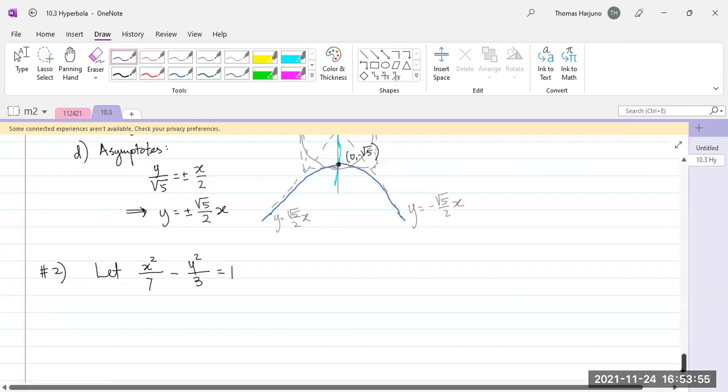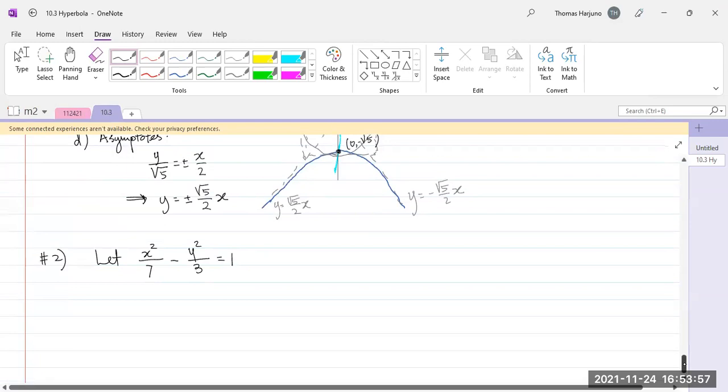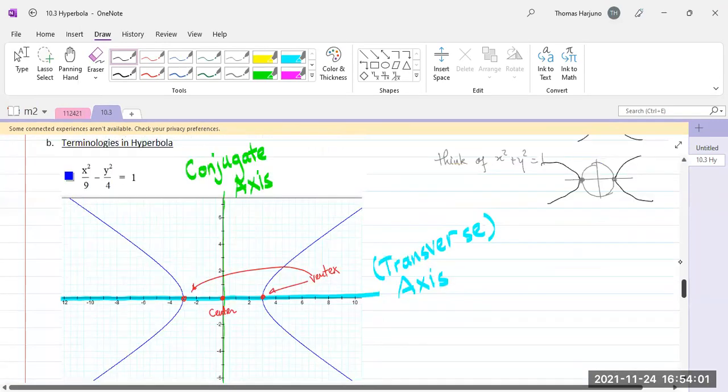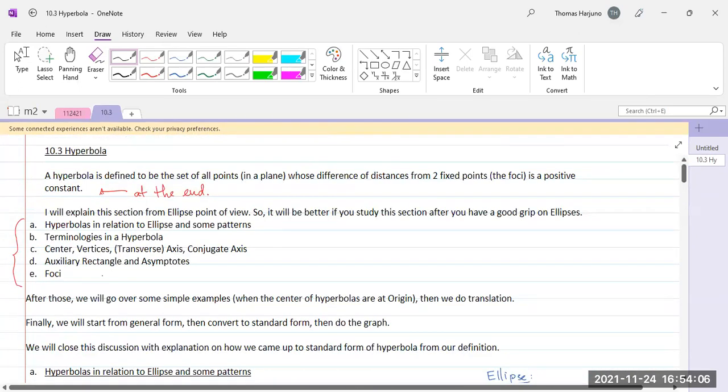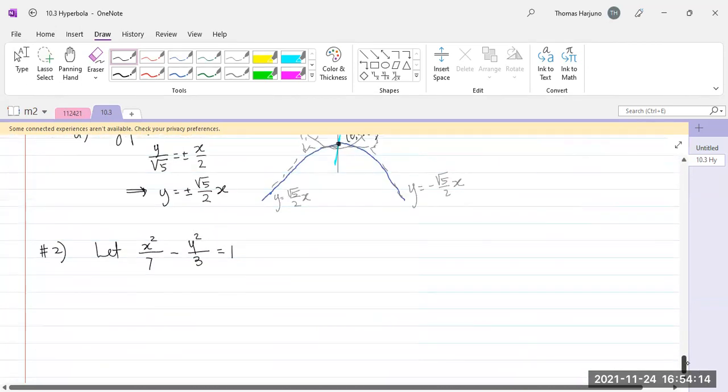Okay, so how do we graph this? We are still missing one big component of this hyperbola though. If we look back, we are still missing the foci. I did explain the auxiliary rectangle and asymptotes, but we still need to look for the foci. We'll do that after this last example.